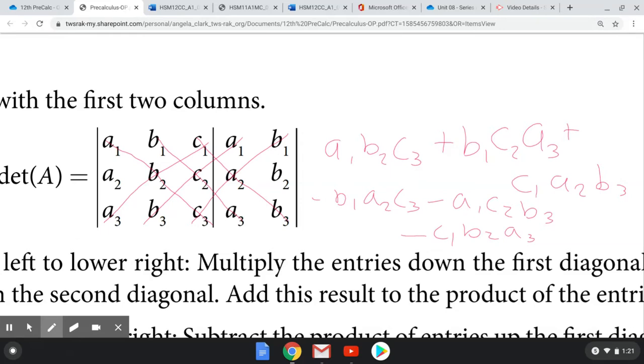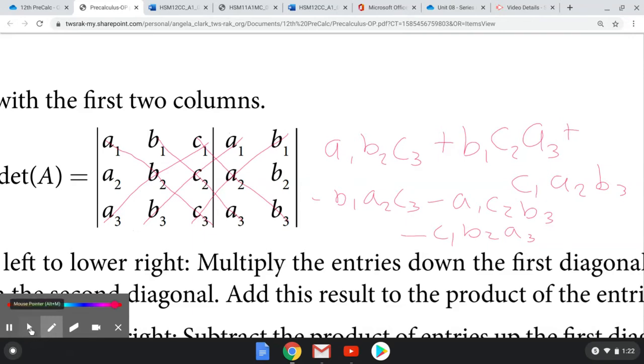In my high school, we called this the pineapple rule because you kind of end up with this pineapple looking thing when you're done. So we'll call this the pineapple rule for finding a determinant of a 3x3 matrix. So just remember that you're multiplying down the diagonals and you're adding when you're going from left to right, and you're subtracting when you're going from right to left, and it makes a pineapple.